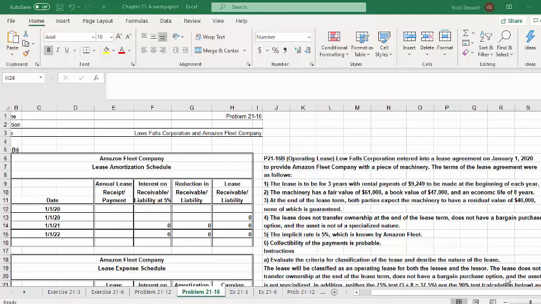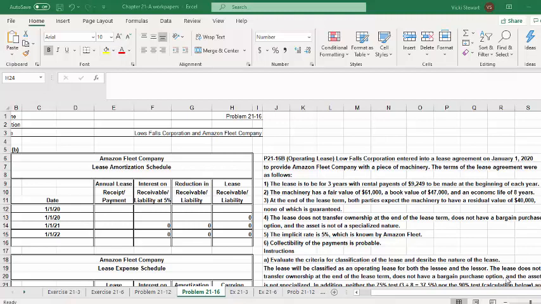1. The lease is to be for 3 years with rental payments of $9,249 to be made at the beginning of each year. 2. The machinery has a fair value of $61,000, a book value of $47,000, and an economic life of 8 years. 3. At the end of the lease term, both parties expect the machinery to have a residual value of $40,000, none of which is guaranteed.